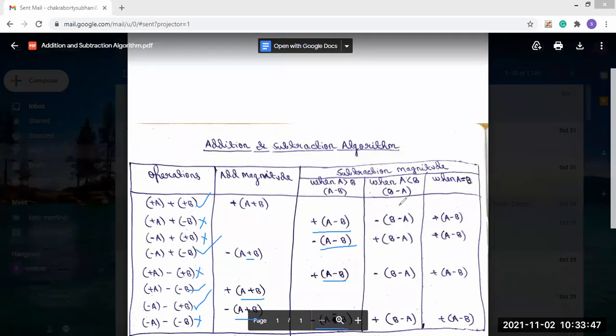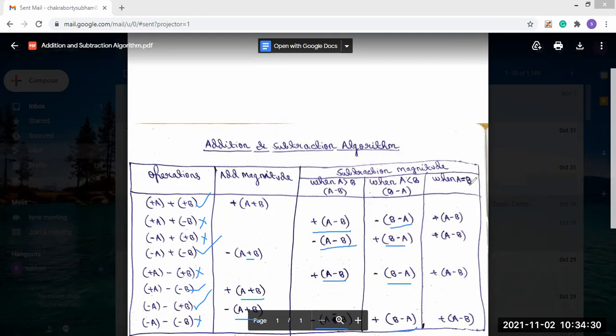Now when A is less than B, to fill up this column, what do we have to do? Nothing we have to change, only change the position. Here you write B and here you write A. So you see, all the B minus A we have written. We have only changed the operations: where there is plus, it will be minus, and where it is minus, it will be plus. So like this, we can fill up this column.